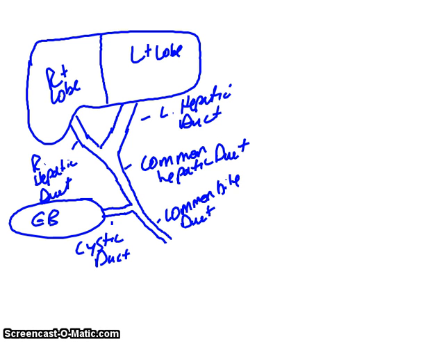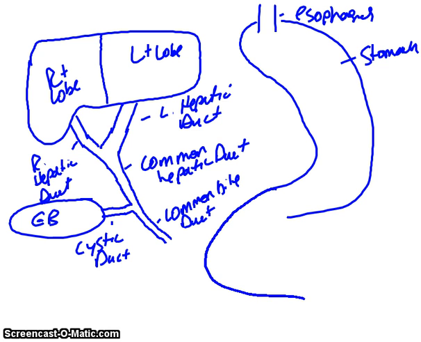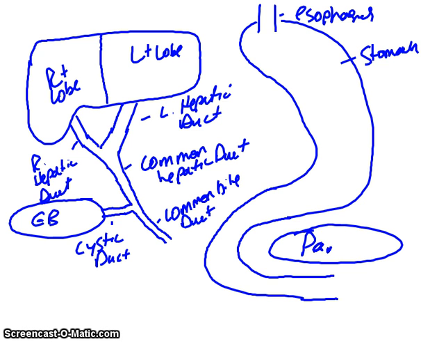Okay, so then also over here you've got the esophagus and the stomach. Okay, and then from the stomach you've got the C loop of the duodenum. Within the C loop of the duodenum is the pancreas. So here's pancreas. Here is duodenum.